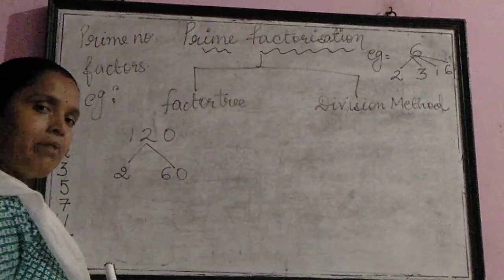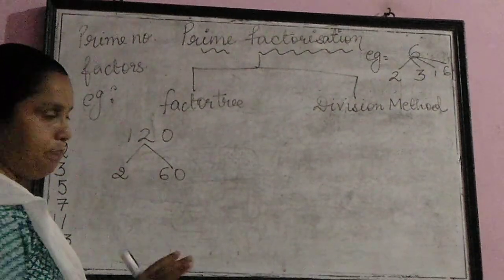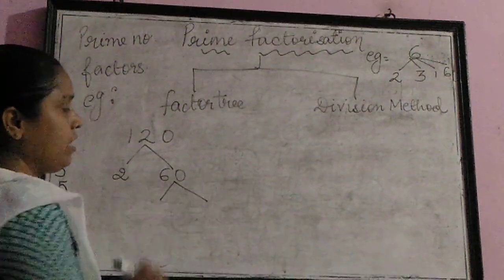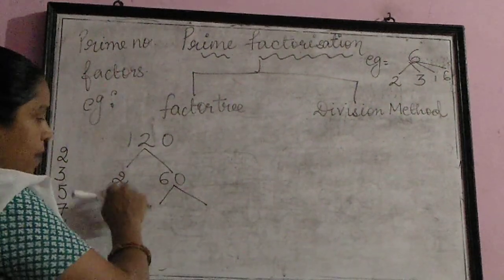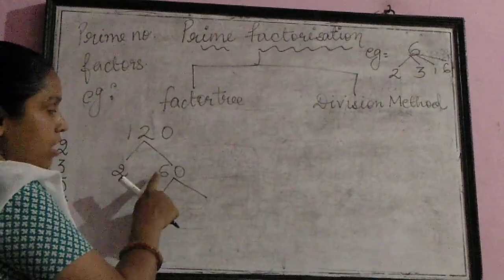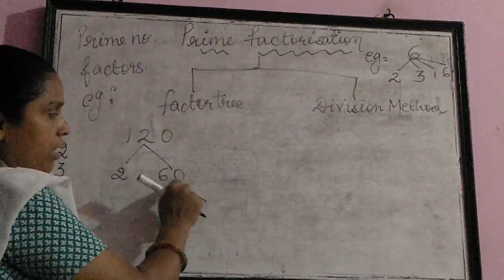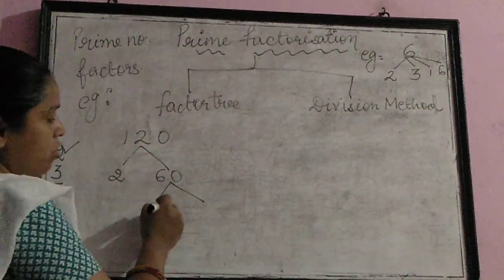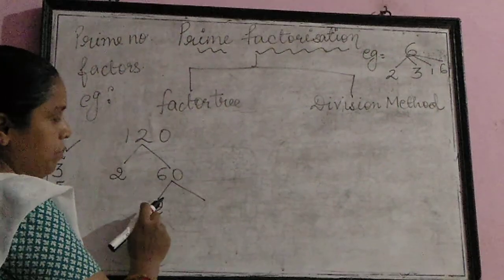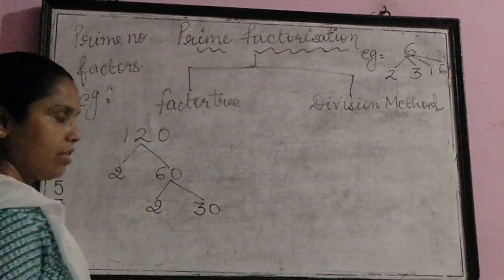Now 2 is a prime number, so I will not make the next step of the factor tree for the prime number. I will make the next step of the factor tree for the composite number. The prime number stops here. The next level of the factor tree goes with the composite number. Again 0 is here, that means it will go on with the table of 2. So I am taking 2 here, and in the table of 2, 6 comes 3 times and 0 as it is.